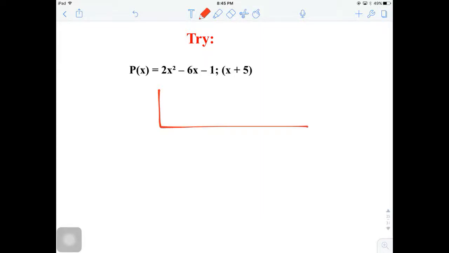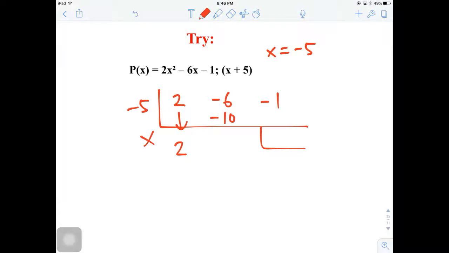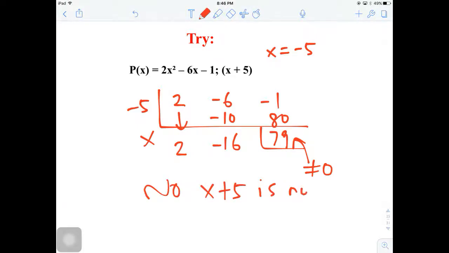Hopefully you've had a chance to try it. Let's go ahead and work it out. The coefficients are 2, negative 6, and negative 1, and the factor is x plus 5, but the zero is actually x equals negative 5. So we're going to put negative 5 outside, bring down 2, and multiply. 2 times negative 5 is negative 10. Combining negative 10 and negative 6 is negative 16. Then negative 16 times negative 5 is 80, and 80 minus 1 is 79. So the remainder is not equal to 0. Therefore, is this a factor? No. X plus 5 is not a factor.